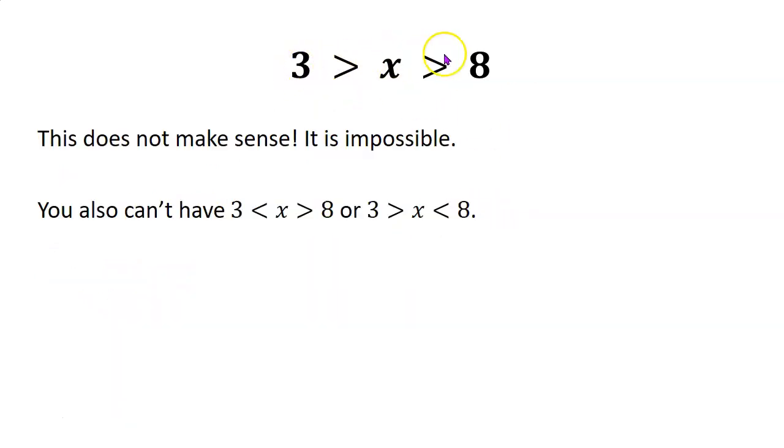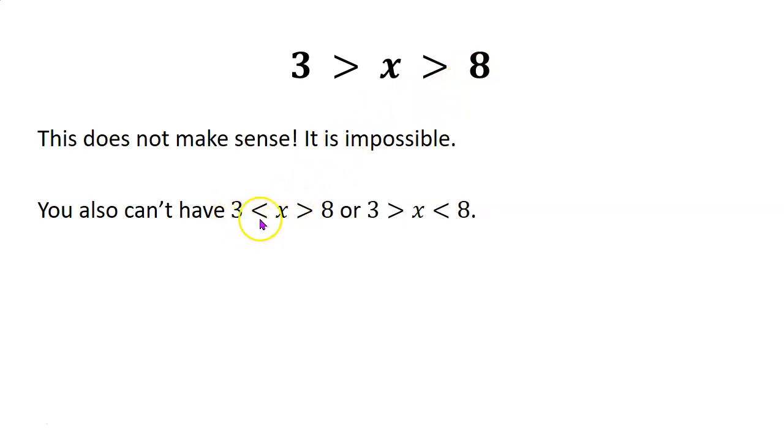But what I can't do is something like this, 3 is greater than x is greater than 8. This doesn't make sense because it's saying that x has to be on the small side of 3 and on the big side of 8. And there aren't any numbers that are both less than 3 and greater than 8. You've got 3 on the big end and 8 on the small end, but that doesn't make sense.